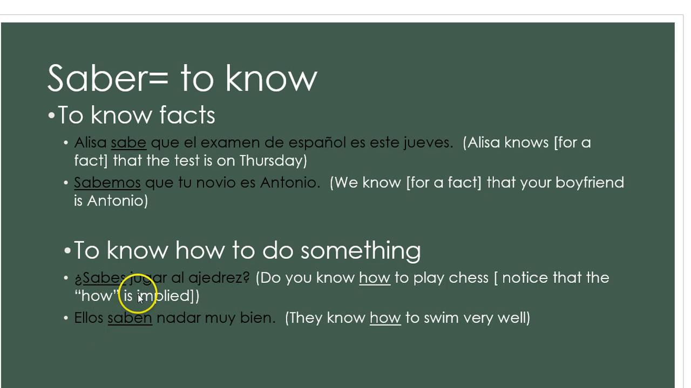But notice over here that in Spanish, I do not have a word for "how." The "how" is implied here, and saber is the correct verb. So just sabes jugar by itself means do you know how to play. They know how to swim. So basically, when I have a verb that's in the infinitive, I'm going to have the word "how" come after.